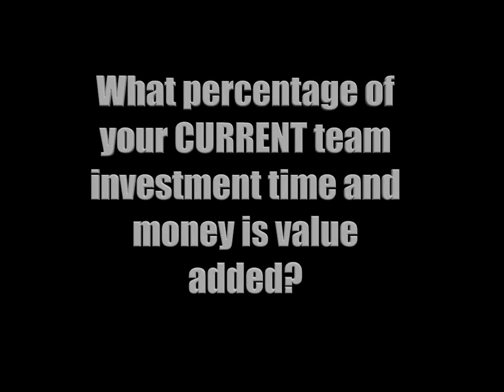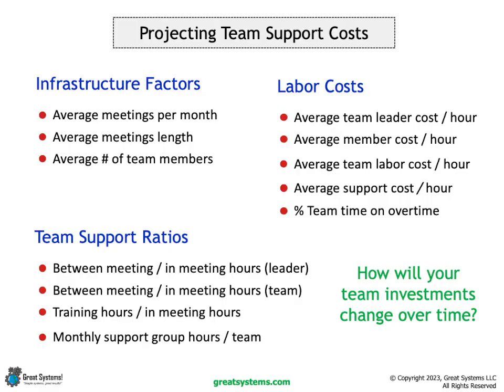Next, we have our team support ratios. These four ratios are the key to both this spreadsheet's power and the ultimate effectiveness of your project team infrastructure. In general, the higher these ratios are, the greater your team process output will be. How effectively you spend the time investments represented by these ratios, however, is of course very important.